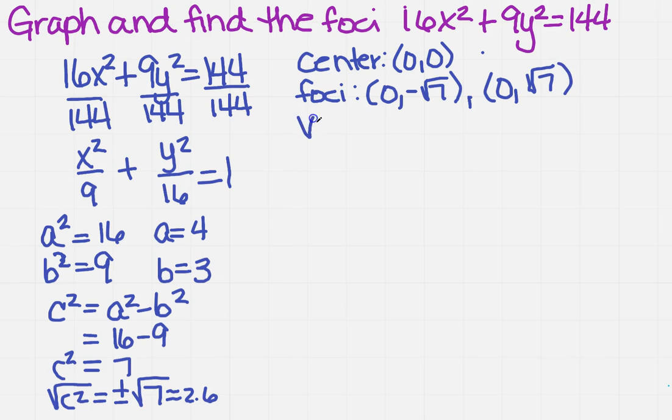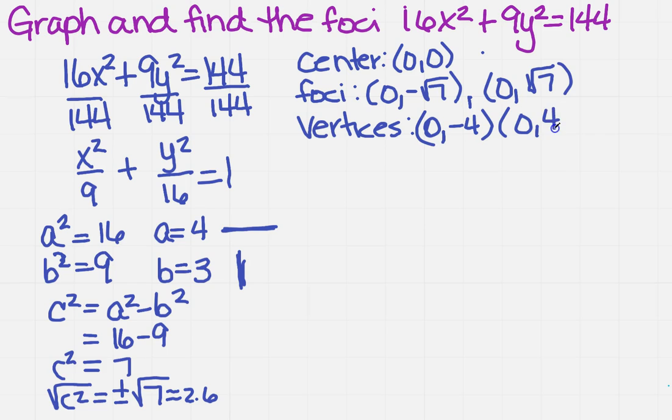Now what about our vertices? Well, I know that I've got this 4 and then I've got a 3. So now which one is which? Well, remember the A's run horizontally and the B's run vertically. So my vertices are actually going to be the A values. So that's going to be 0, negative 4 and 0, 4.